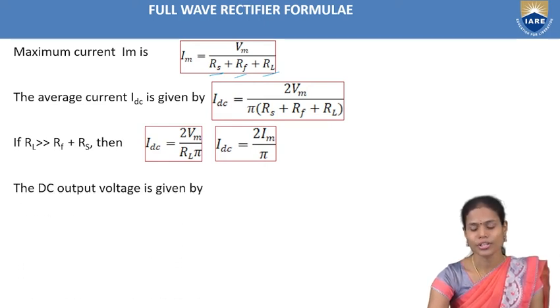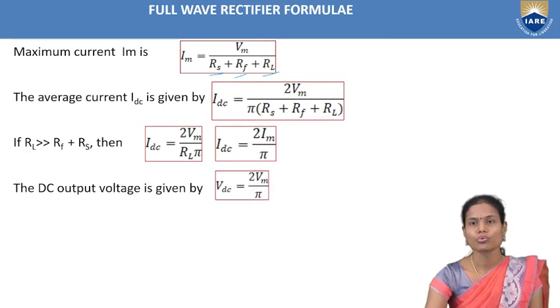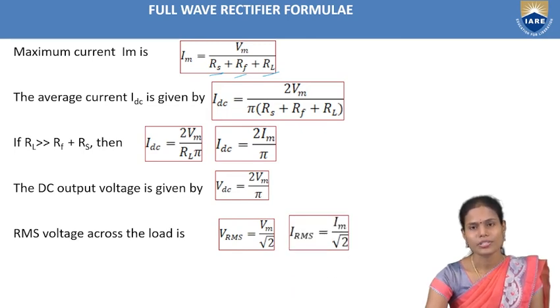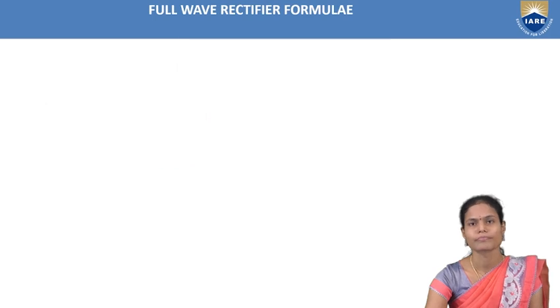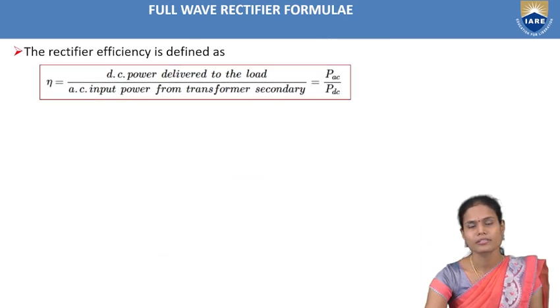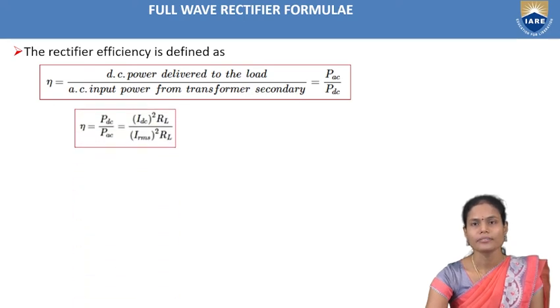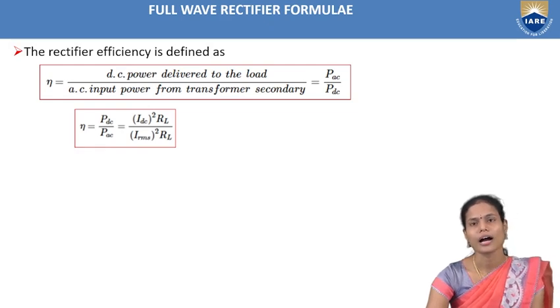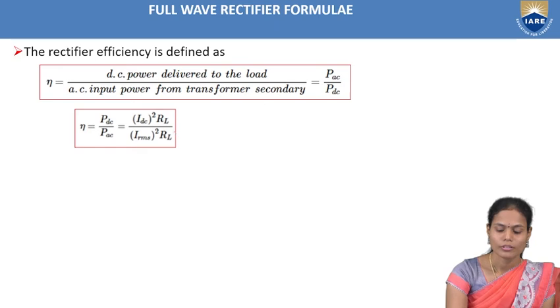And next one is the output voltage, VDC, which is 2Vm by pi. And the RMS voltage across the load is Vm by root 2. And the IRMS current is Im by root 2. And the efficiency is defined as the DC power delivered to the load divided by the AC input power from the transformer secondary, so PDC by PAC. And the formulas of PDC and PAC are IDC square into RL, and IRMS square into (Rf plus Rs plus RL).